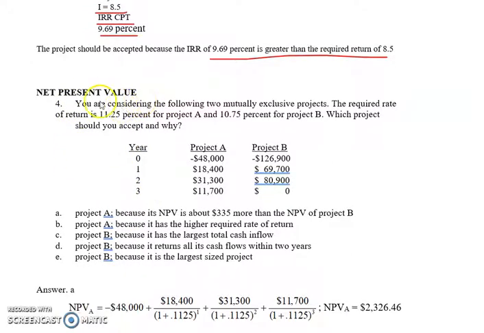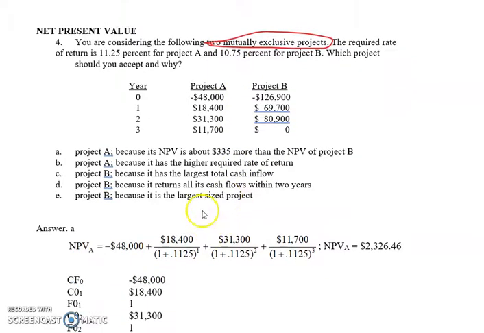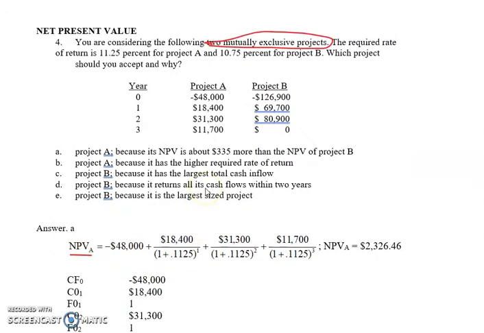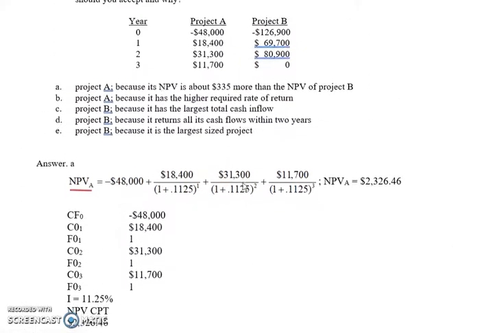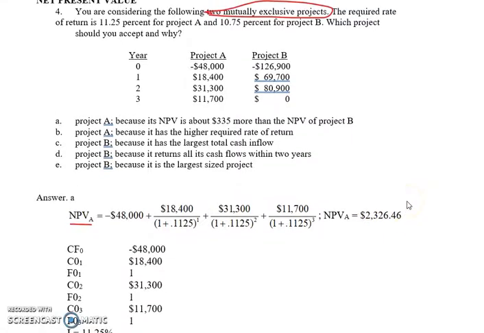Question 4 is about net present value. So again, this is about two mutually exclusive projects. It means you select one, you cannot select the other. So we have to make a decision about A and B. We first calculate the NPV for A and B based on the cash flow. So do the same thing as question 1. You can find the NPV of A is 2,326.46.